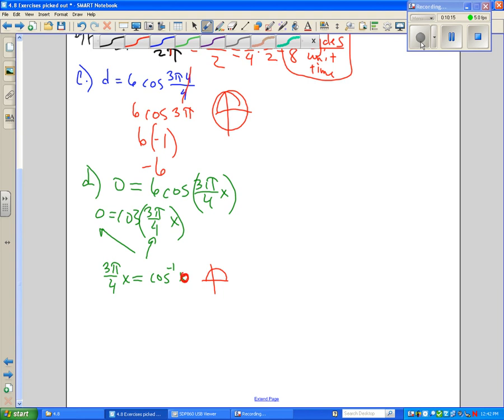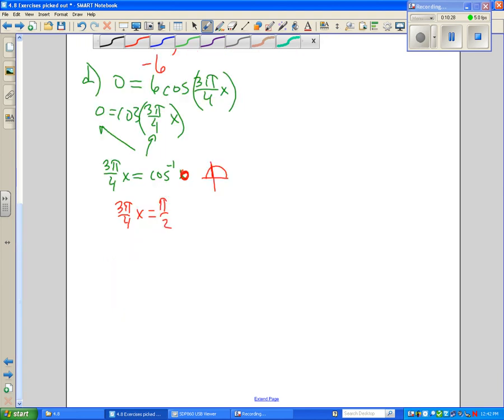When is it equal to 0? Well, cosine is 0 at pi over 2. That means the first one, because we're looking for the least value, is 3 pi over 4 times x equal to that. That means we just need to solve for x by multiplying both sides by the reciprocal of 3 pi over 4. This becomes pi over 2 times 4 over 3 pi. Pi's cancel, 4 cancels with that, becomes a 2, it's 2/3.